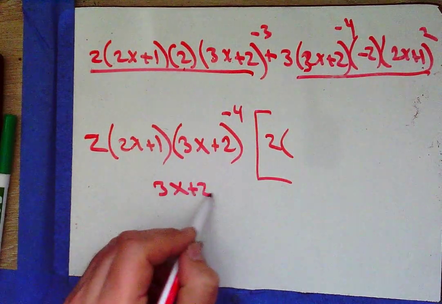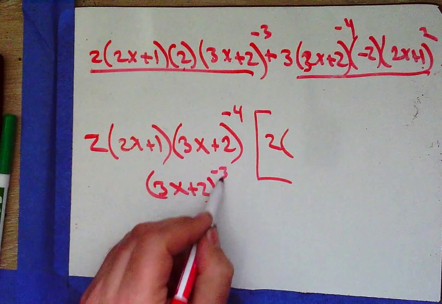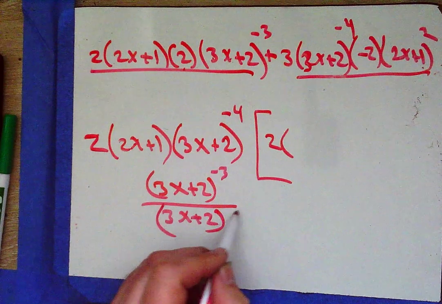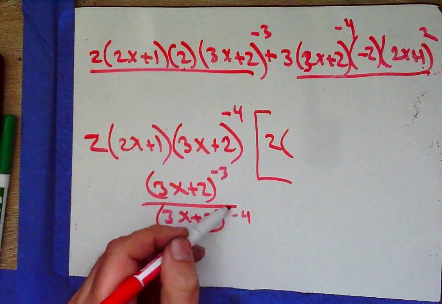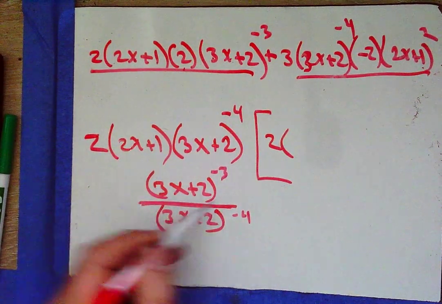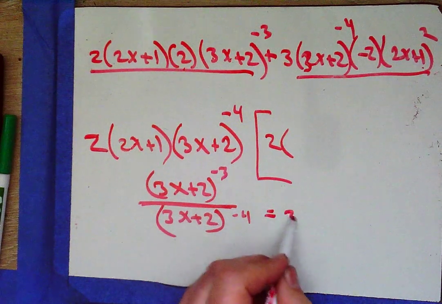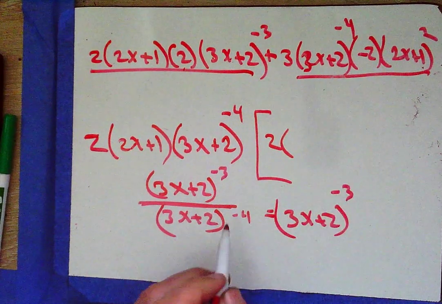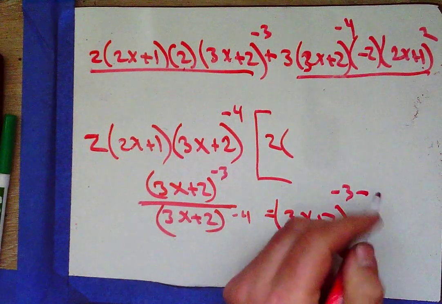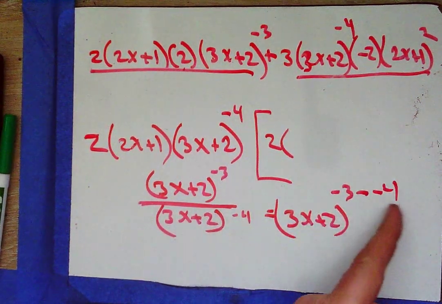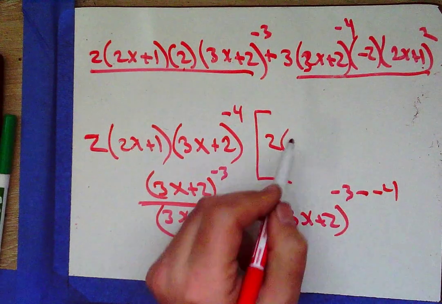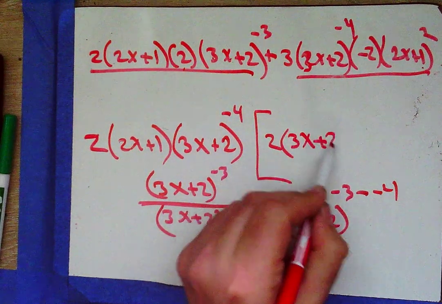So 3x plus 2 to the negative 3rd over 3x plus 2 to the negative 4th. What's the rule when I'm dividing and the bases are the same? I subtract the exponents. So it's going to be 3x plus 2, negative 3, subtract this exponent, minus a negative 4. Minus a minus is plus, negative 3 plus 4 is going to be 1. So I just have 3x plus 2 to the 1.